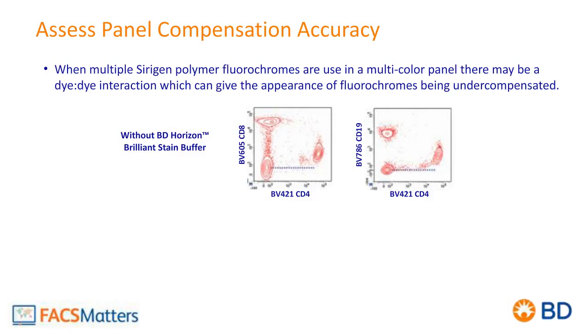So here we see some samples where we're looking at CD4 and CD8 and CD4 versus CD19. And what you can see here is exactly what I talked about. You have a population that looks like it's CD4 positive and CD8 positive. You also have the same population that looks like it's CD19 positive. Highly unlikely. This is due to dye-dye interaction.